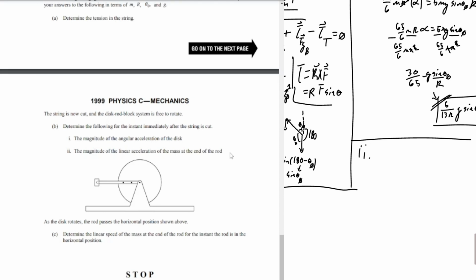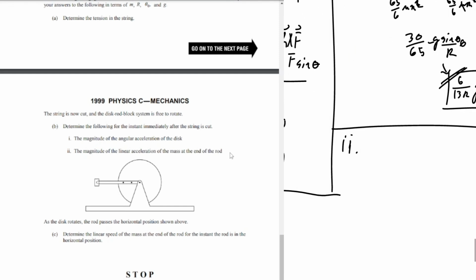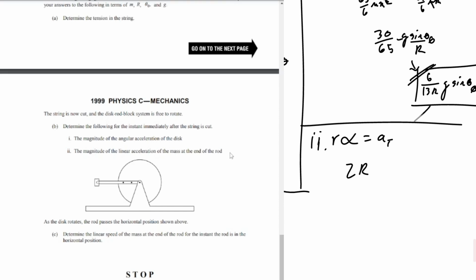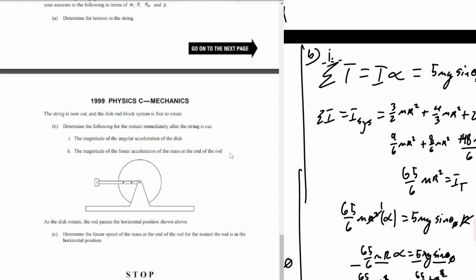I. Magnitude of the linear acceleration of the mass at the end of the rod. Okay, well, we know since this is a rigid system of objects, they're all attached, that the angular acceleration of one has to equal the angular acceleration of the other. So r alpha equals a translational. So what's the r of the mass at the end? Well, that would be 2r. So 2r times the angular acceleration that we found earlier.